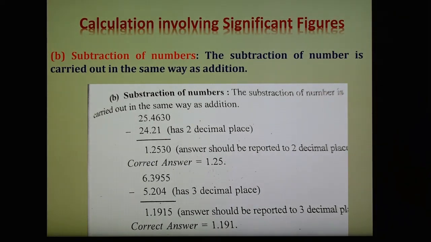So in this way, in the case of addition and subtraction, the final result should be reported up to the minimum number of decimal places present in the numbers. So this is the case of addition and subtraction.